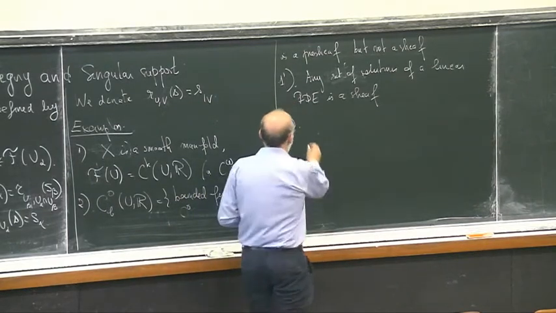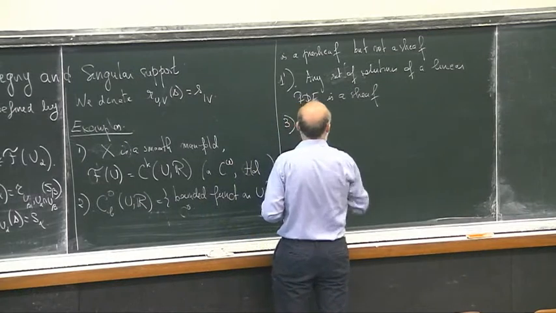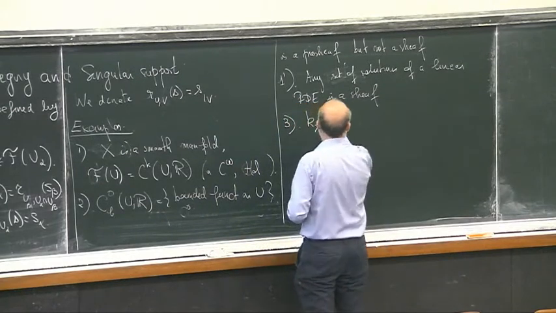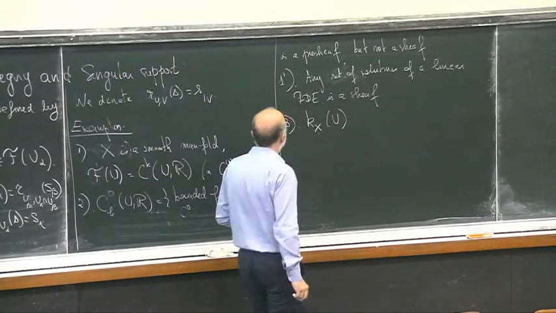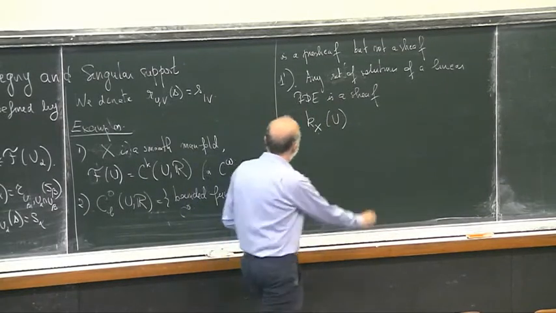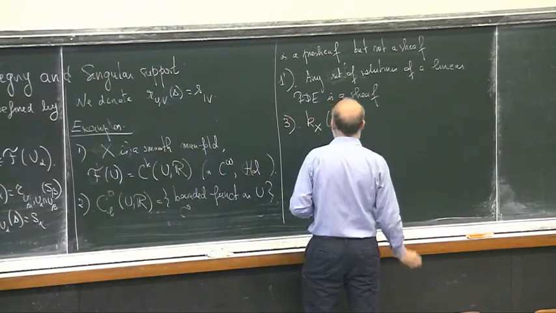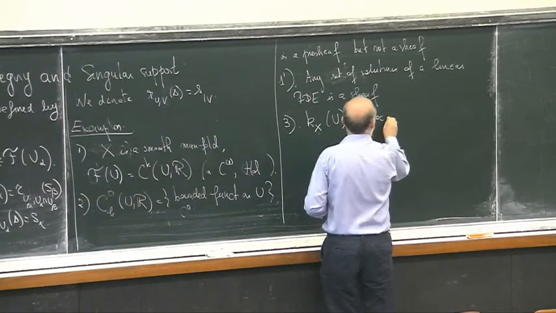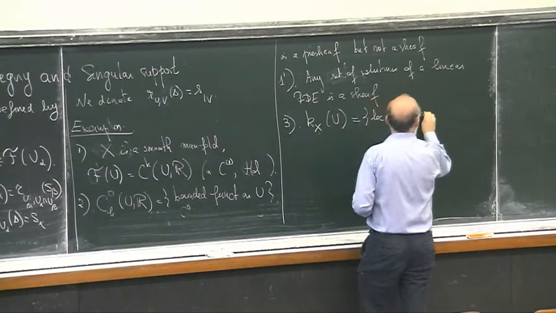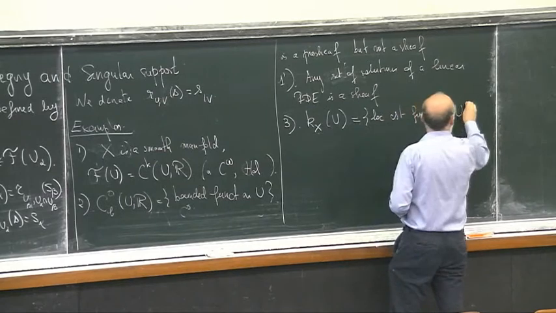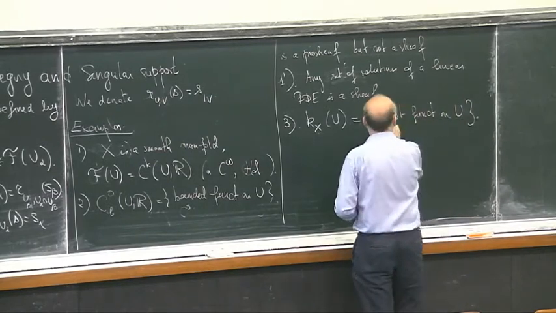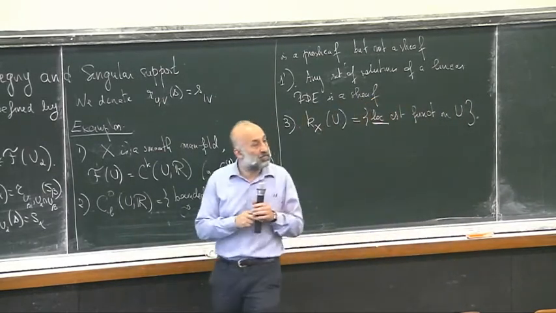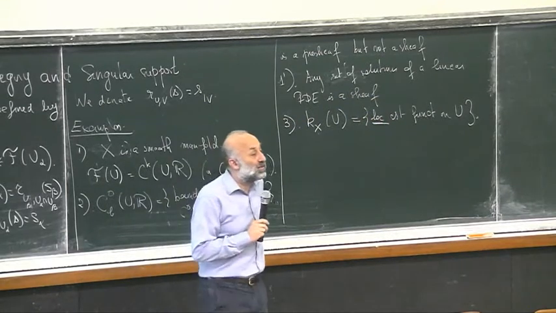Another example is the constant sheaf, well, first over X. So k_X of U. This is the set of locally constant functions on U. Is there a question? You had a question?